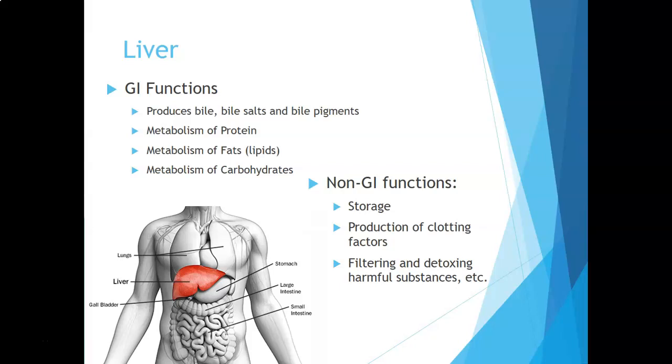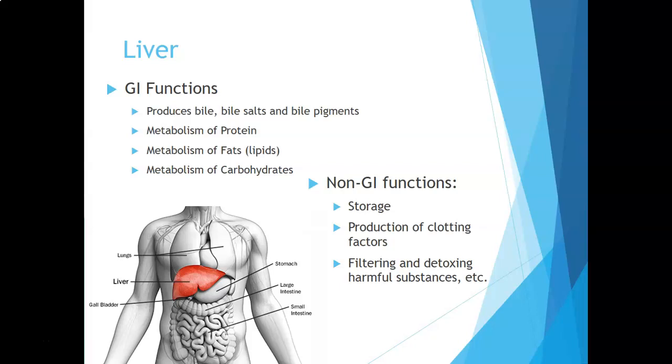A major role is going to be in glucose metabolism, removing excess glucose from the blood, converting it into glycogen, and then as glucose is needed, converting glycogen back into glucose. So our liver is really important. Some non-GI functions include storage. It can store between 200 and 400 milliliters of blood in general. In addition to storing glucose in the form of glycogen, it can also store vitamins A, D, E, K, and B12, as well as iron.